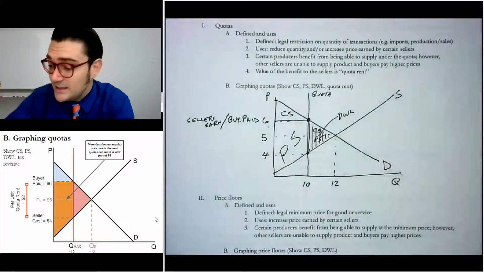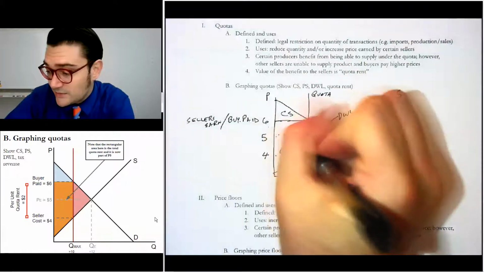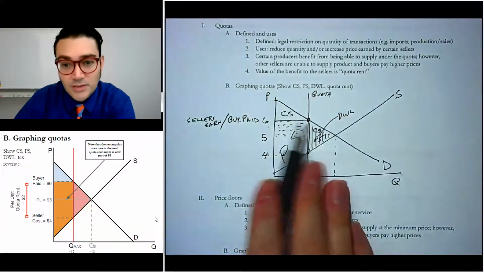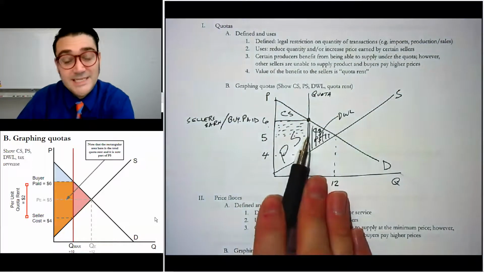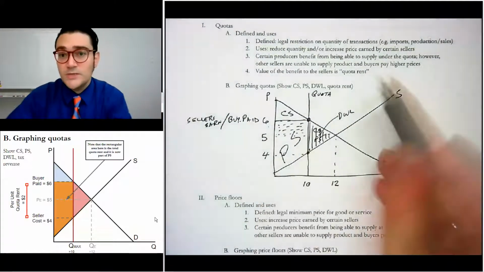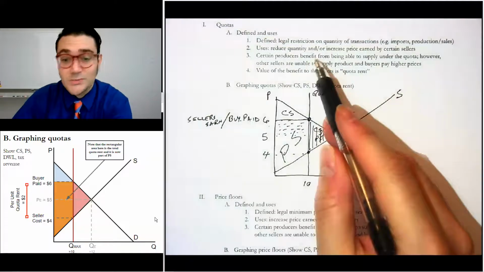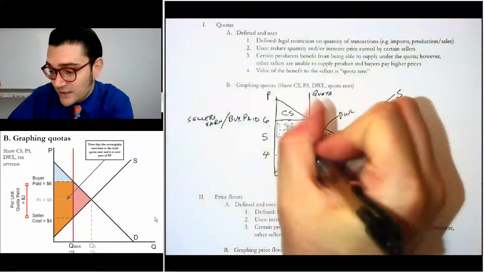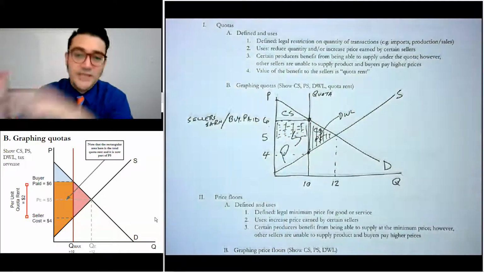So you can see that this area, and I'm just going to kind of lightly dash it in here a little bit, that area used to be part of the consumer surplus, and it got pushed over to now being part of the producer surplus. Remember, we said that we benefit certain producers. Well, here is the proof in the pudding, right, is that this area right here has been transformed from consumer to producer.